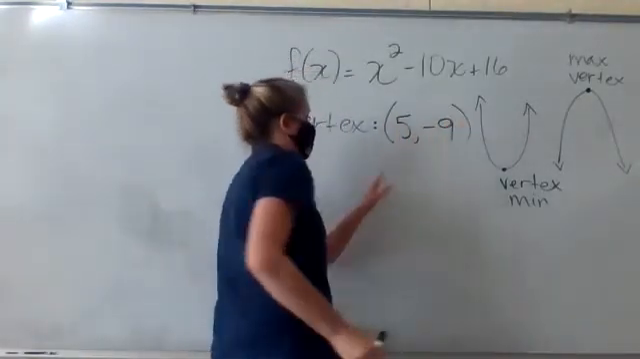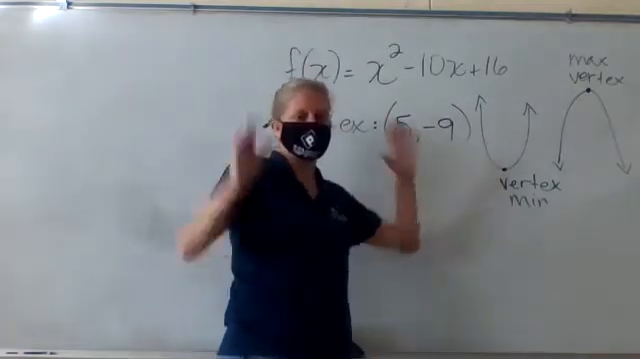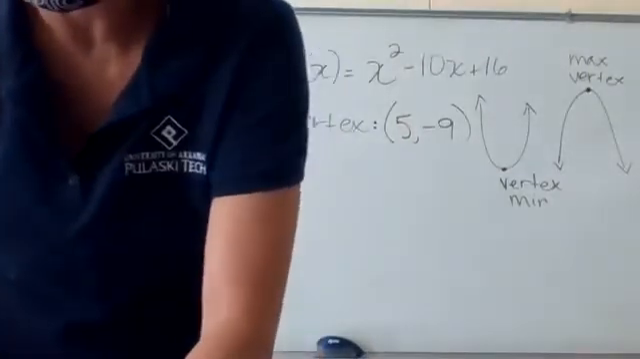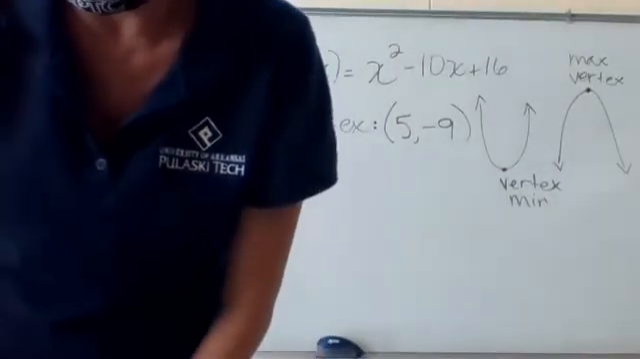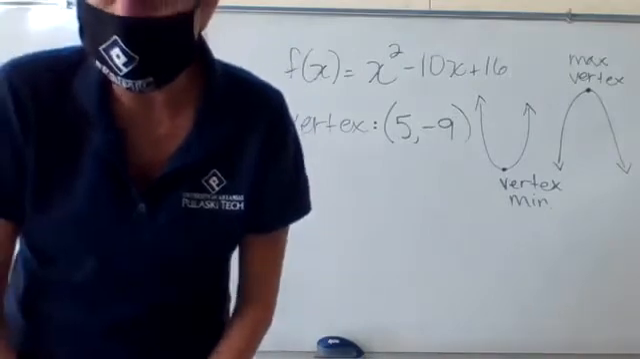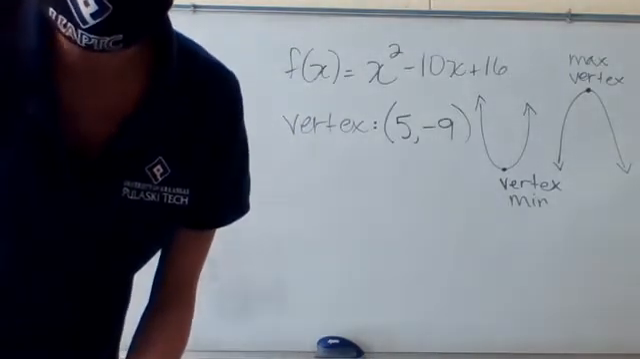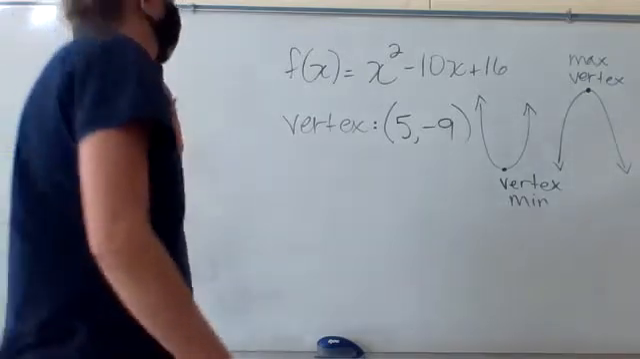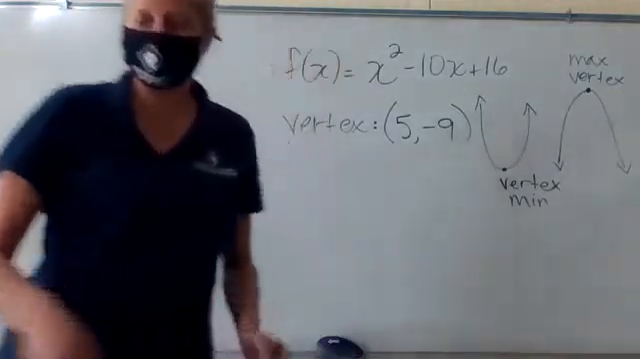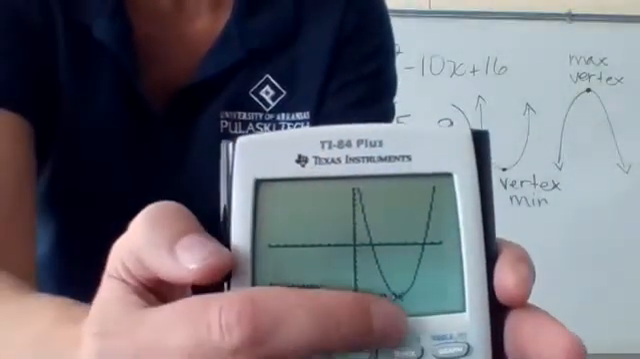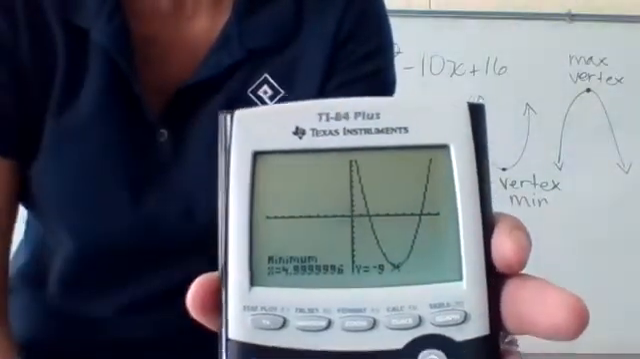And remember, your vertex is an ordered pair because it is a point. So make sure you put it in an ordered pair symbol there. Now, the second thing it asks me is the A or B. Does the parabola open upward and have a minimum? Or does it open downward and have a maximum? Well, if you're looking at your parabola, it opens up, right? It's irregular, which means this is its minimum value.